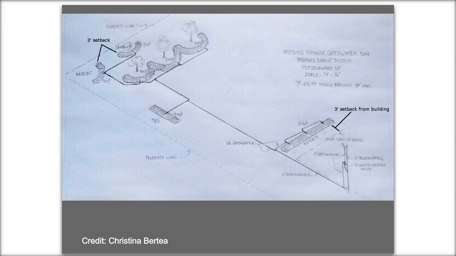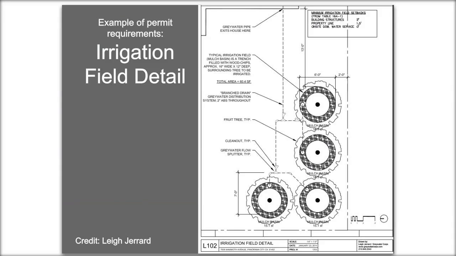And here's another hand-drawn example. You can mix, you can do a hand-drawn, you can scan it, you can add things with your computer. You just really want to make it clear and containing all the pertinent information. So then in some areas, with a simple graywater system, all you need to provide is the specification sheet and a plot plan. Other places want more detail, and so some communities want an irrigation field detail. That's just showing a little more details about where the water is going.